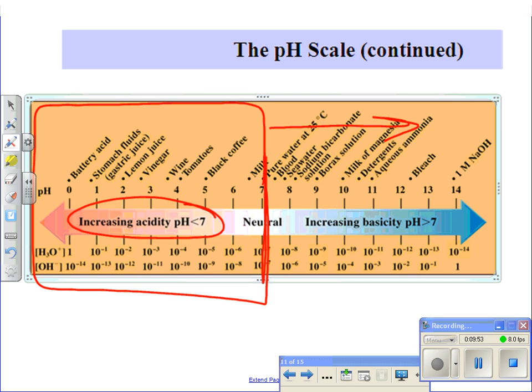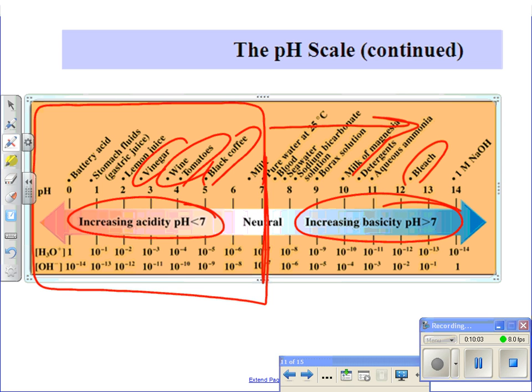Anything that is above 7 is considered a base. You can see some household items: bleach, milk of magnesia. On the other side, coffee, tomatoes, wine, vinegar. Those are examples of acids and bases.